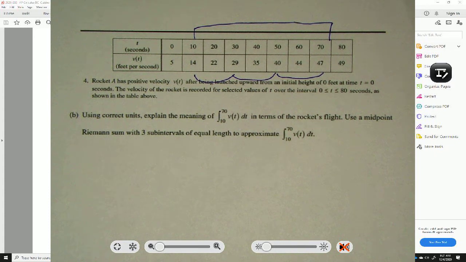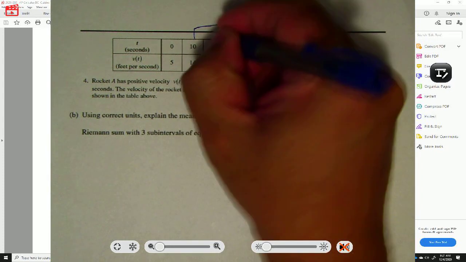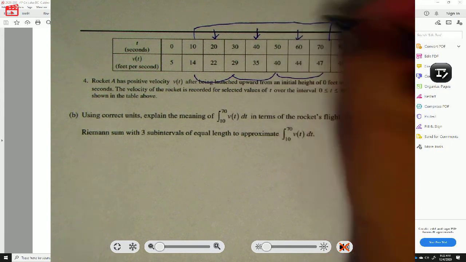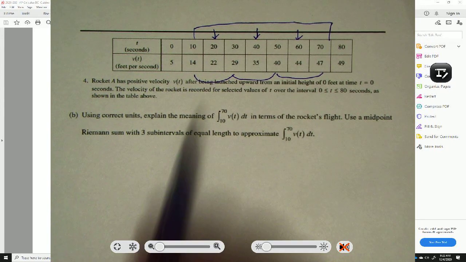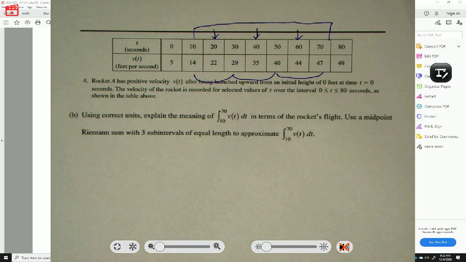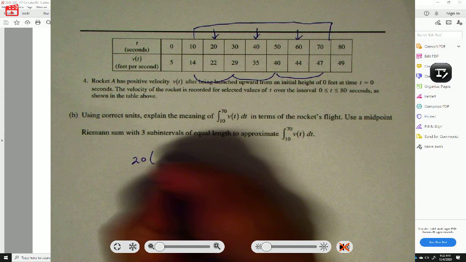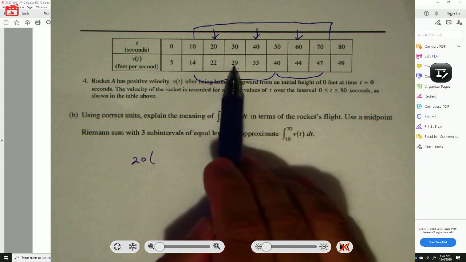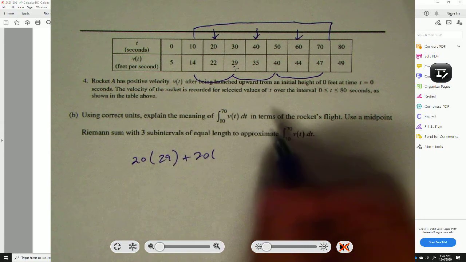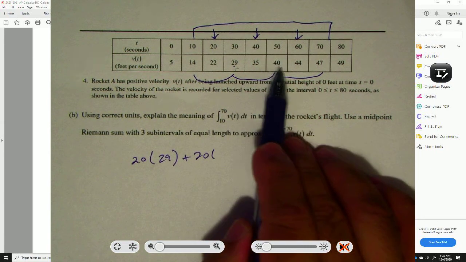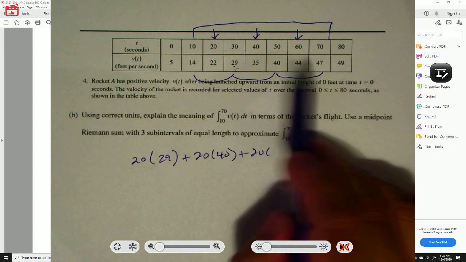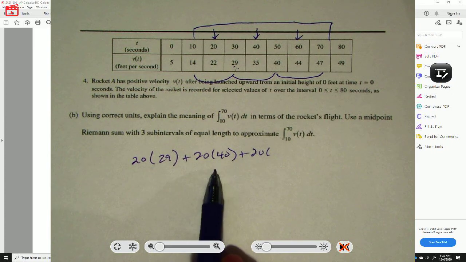And we're going to use the midpoint. So the midpoints are 20, 40, and 60. And what's the width of each subinterval? The width is 20, 20, 20. Just double checking. And so it's 20 times the height. The height is the v of t, so it's 29 plus 20 times the midpoint height is 40 plus 20 times, and the midpoint height, wait, did I do that right? I did not do that right.